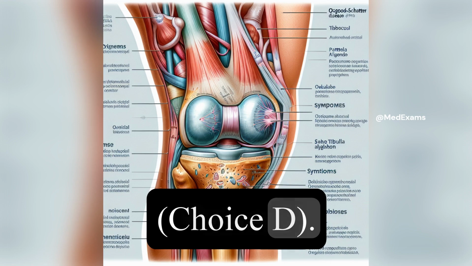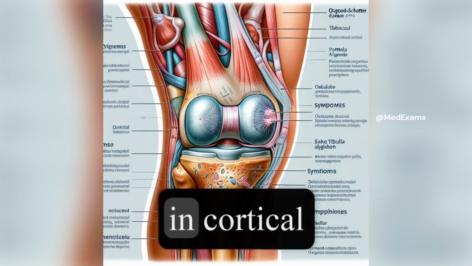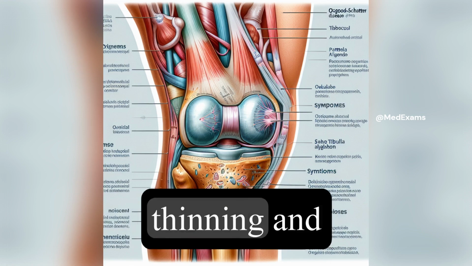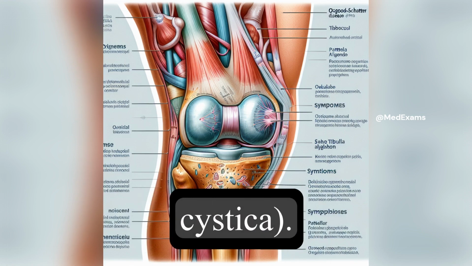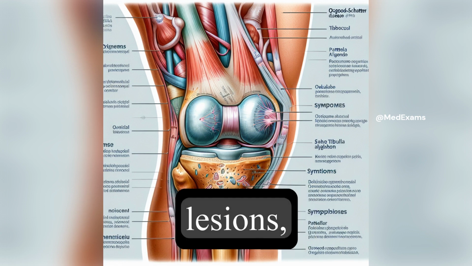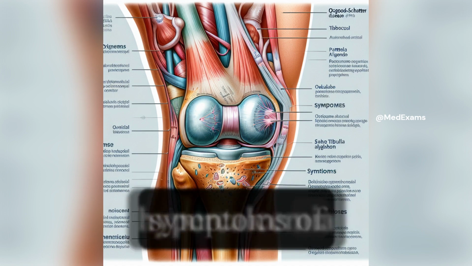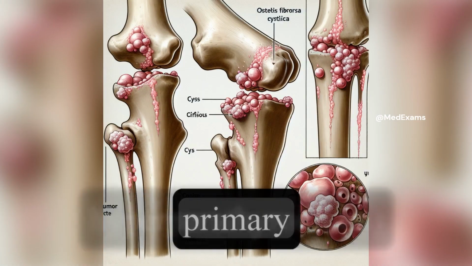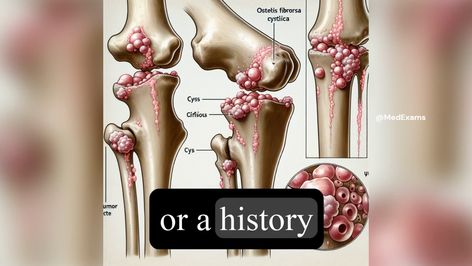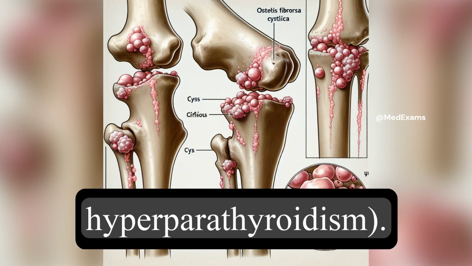Choice D. Patients with advanced hyperparathyroidism can develop increased resorption in cortical bone with subperiosteal thinning and cystic degeneration, or osteitis fibrosa cystica. Although X-ray may show lytic lesions, most patients have multifocal involvement, and either symptoms of hypercalcemia, for example constipation and fatigue in primary hyperparathyroidism, or a history of chronic renal failure in secondary hyperparathyroidism.